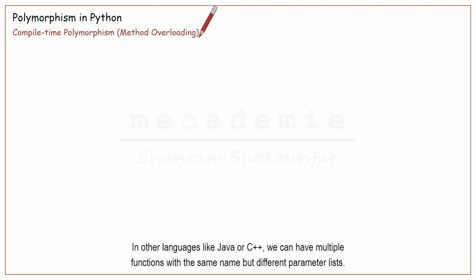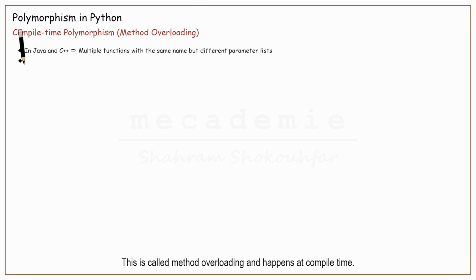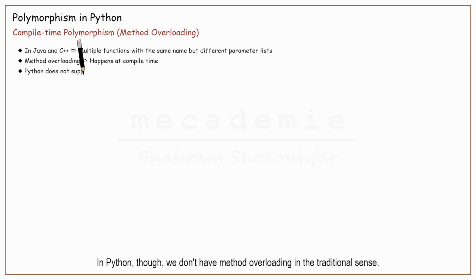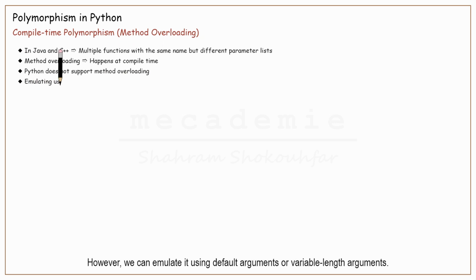First, let's talk about method overloading. In other languages like Java or C++, we can have multiple functions with the same name but different parameter lists. This is called method overloading and happens at compile time. In Python, though, we don't have method overloading in the traditional sense. However, we can emulate it using default arguments or variable length arguments.